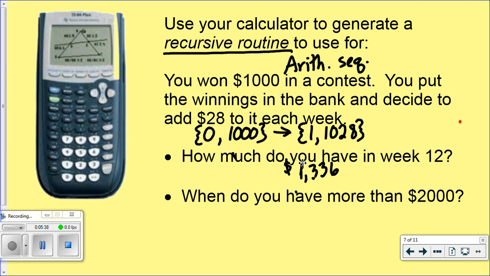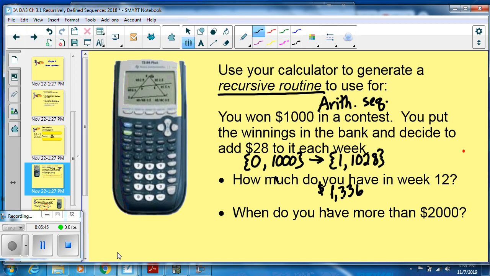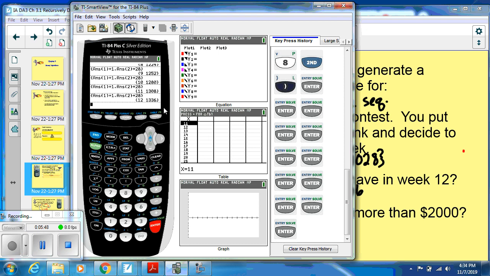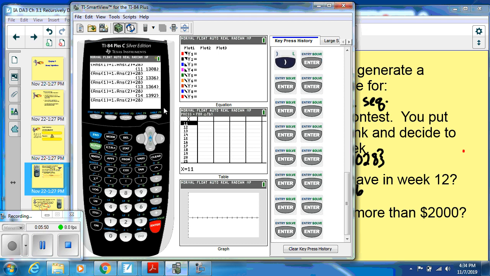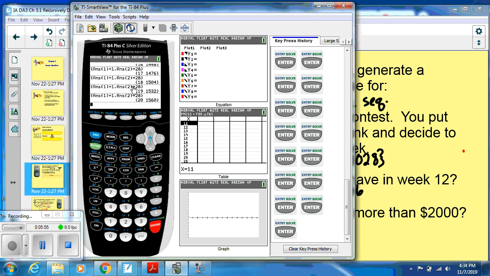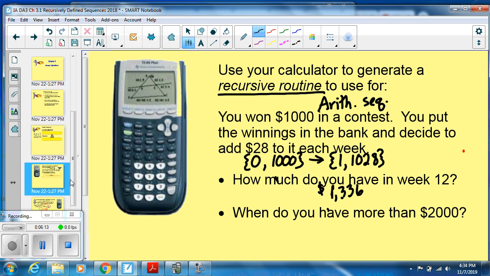Now my next question though is, let's put that down for a second. When do you have more than $2,000? So on my calculator, I want to find when that second value is 2,000. So I'm going to keep hitting enter, and I'm going to let you keep hitting that so I don't waste your time here. But when you keep hitting enter, you should see that second value eventually get over $2,000. So what is your week where that value is finally over $2,000? Again, you can do that on your calculator yourself.